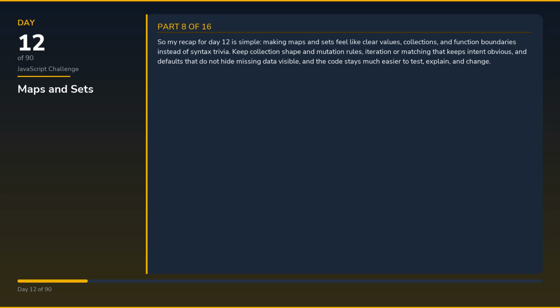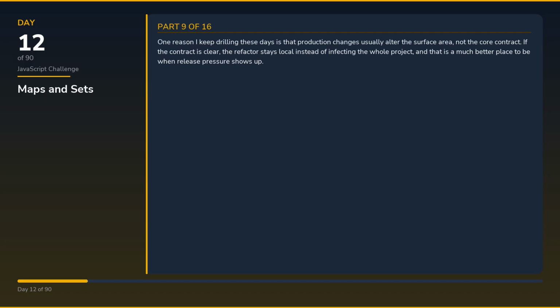So my recap for day 12 is simple: making maps and sets feel like clear values, collections, and function boundaries instead of syntax trivia. Keep collection shape and mutation rules, iteration or matching that keeps intent obvious, and defaults that do not hide missing data visible, and the code stays much easier to test, explain, and change. One reason I keep drilling these days is that production changes usually alter the surface area, not the core contract. If the contract is clear, the refactor stays local instead of infecting the whole project, and that is a much better place to be when release pressure shows up.